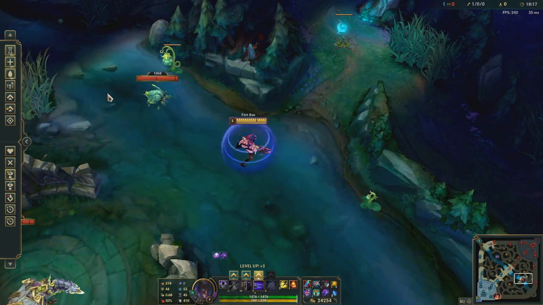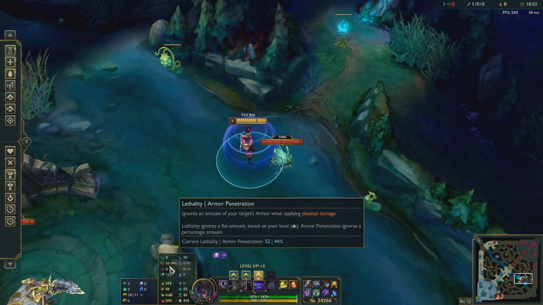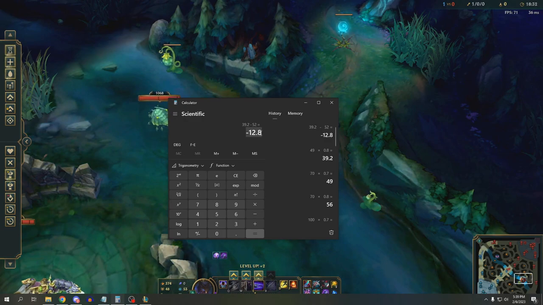Okay, then how does lethality work into this? Lethality is applied after all of this. So I have 52 lethality, right? So I would do minus 52, and any negative value will basically be equal to zero. You can't go lower than zero. So essentially this target now has zero armor.